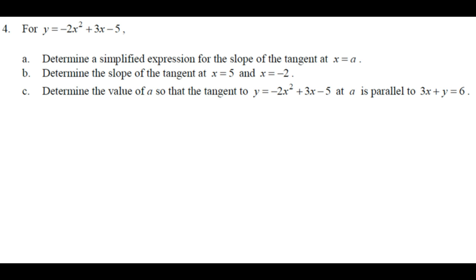So if we get a general expression, then we can use that to determine the slope at x equals 5 and the slope at x equals negative 2, right? We can say, what's the tangent at any point? Well, I'll get you a general formula in terms of a. You plug in a value of a, you'll get the slope. Okay, so how are we going to do that? Well, we got a formula, we should use the formula.